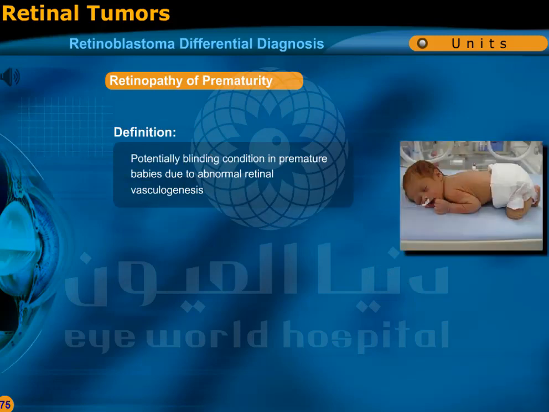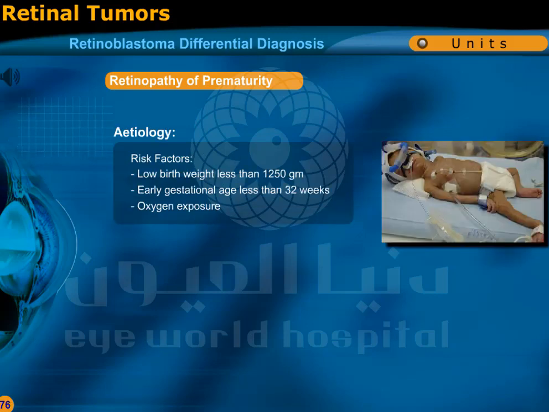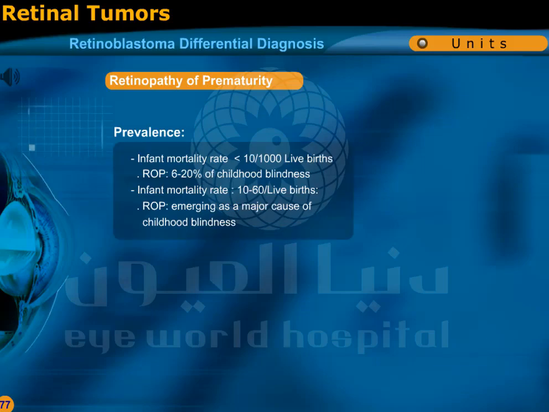Retinopathy of prematurity, a potentially blinding condition in premature babies due to abnormal retinal vasculogenesis. Risk factors include low birth weight less than 1,250 grams, early gestational age less than 32 weeks, oxygen exposure. Prevalence: infant mortality rate less than 10 to 1,000 live births.